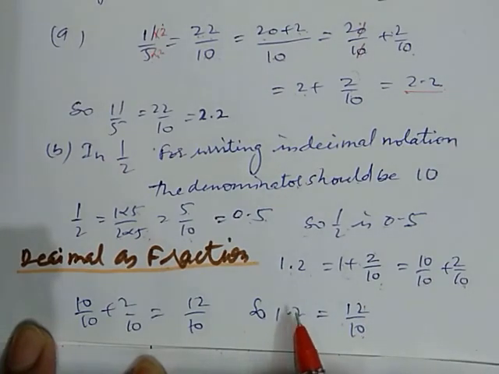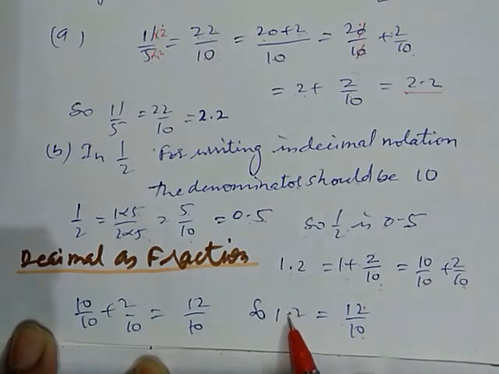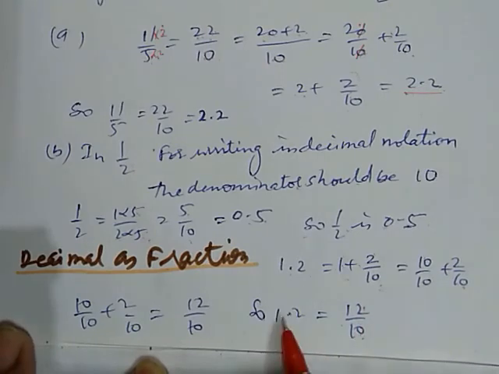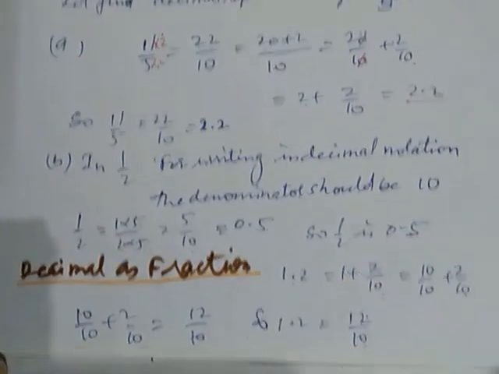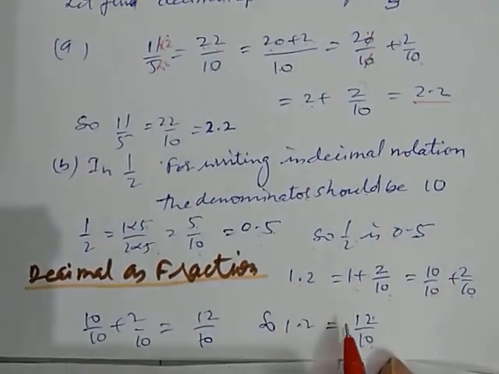And this is very clear. If you want to remove the decimal directly, remove the decimal and put 1, and then whatever number of digits are left here, put that many 0s. Here there is 1 digit, so we put 1 zero. So this way you can directly write this. So 1.2 can be written as 12 by 10. So this way you can express decimals as fractions.